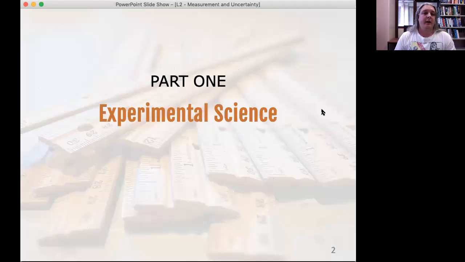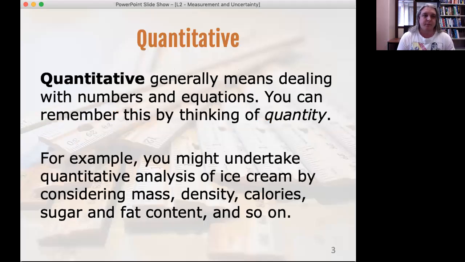Starting off, we are looking at experimental science in general. So this is the concept of measuring something. Quantitative means dealing with numbers and equations. So if you think of the word quantity, quantitative, it's talking about quantity, about numbers, about values. So when we're talking about experiments, we are often talking about quantitative data, quantitative being numbers and values.